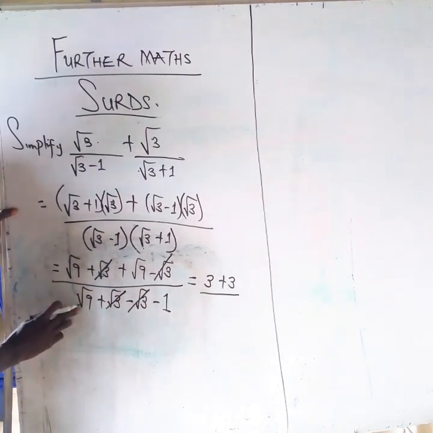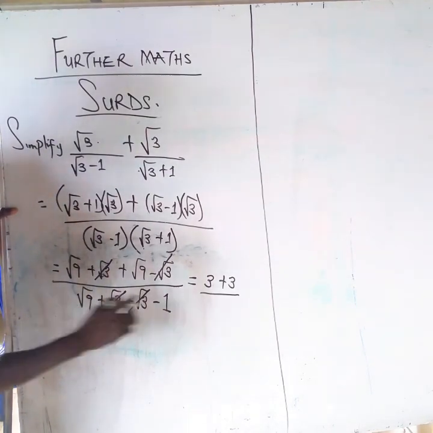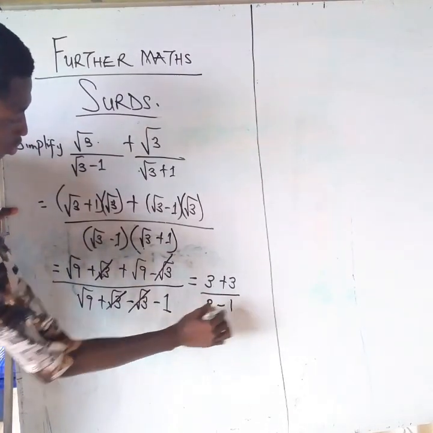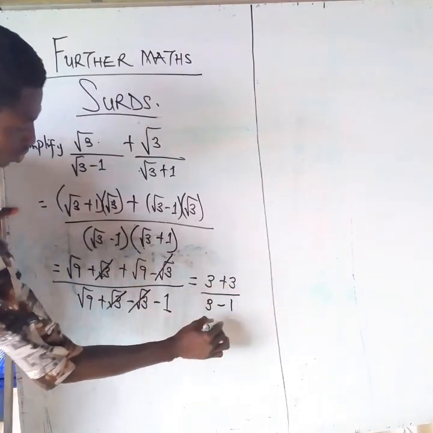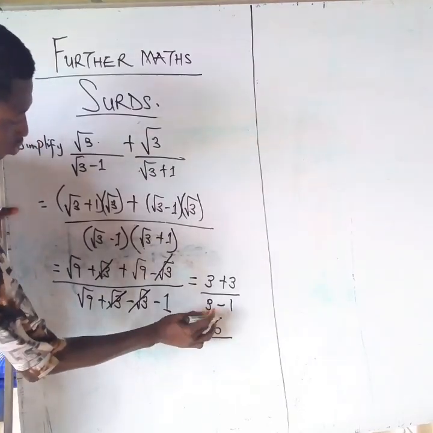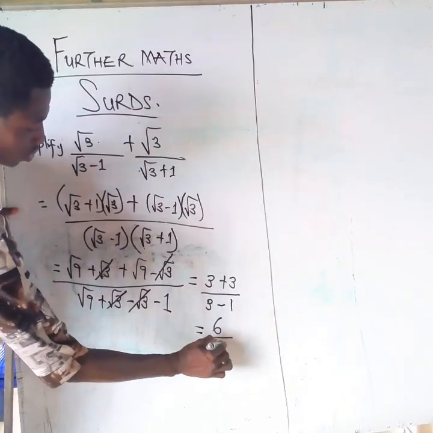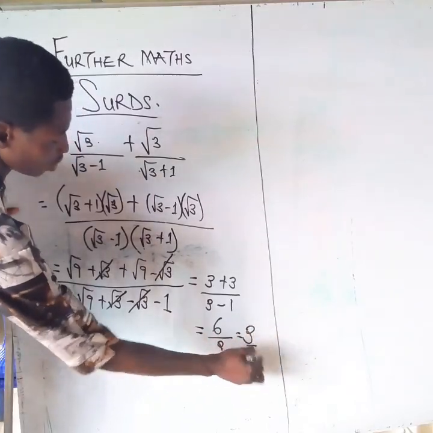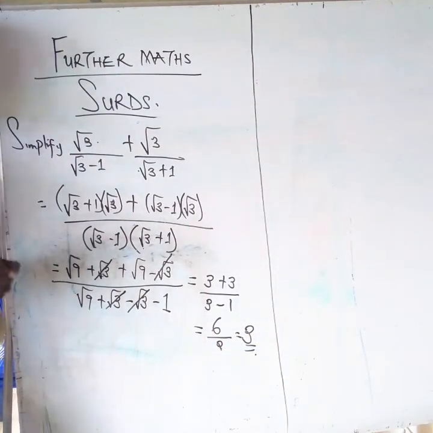So what is remaining here is square root of 9, which is 3 minus 1, which gives you 3 plus 3 is 6, all into 3 minus 1, which is 2. That gives you 6 divided by 2, which is 3. This is our answer. Thank you.